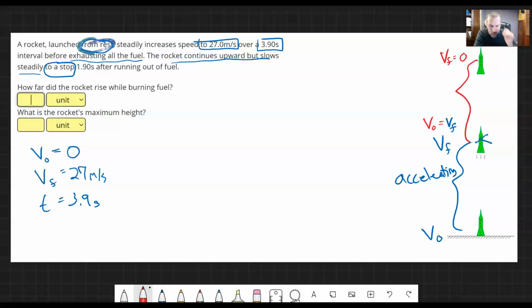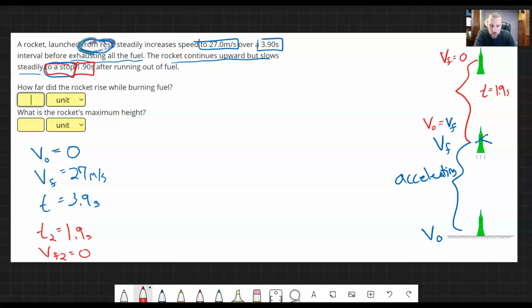So our second section where it's out of fuel, where it's slowing down, lasts, to a stop, 1.9 seconds after running out of fuel. So here, t equals 1.9 seconds. I could call this t2, 1.9 seconds, and v final 2 equals 0 at the top.